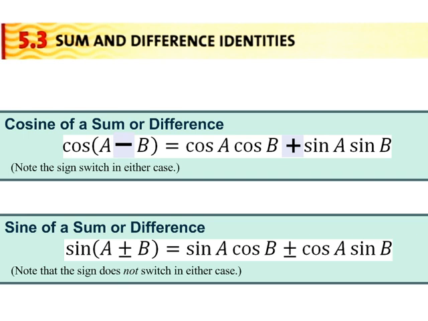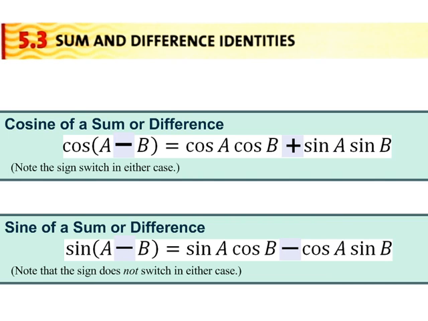On the sine of a sum or difference formula, the second one here, you notice that those are both plus or minus. The sign does not switch. So I'm either going to have a plus and a plus, or I'll have a minus and a minus. The sign will be the same.